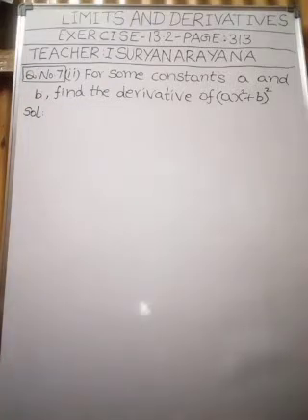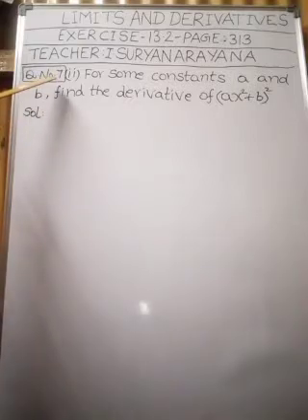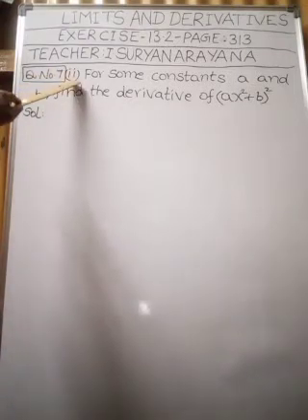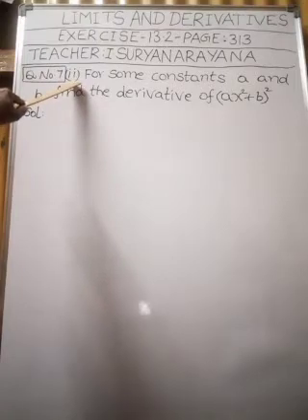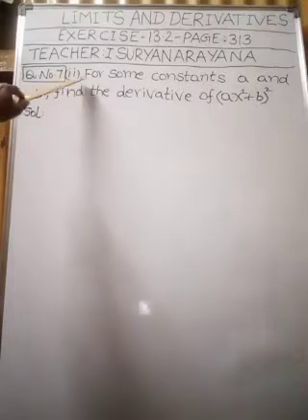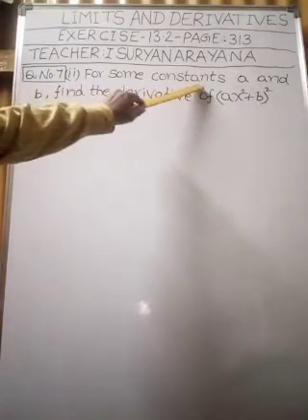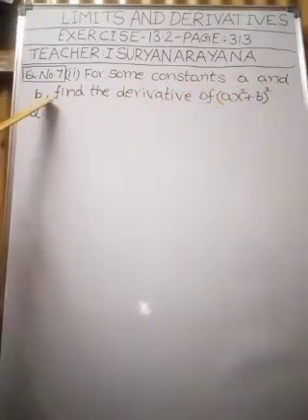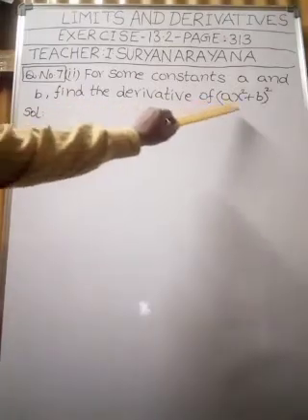I hope you have learnt well. I hope you understood well. Now come to question number 7, second part. We have already discussed the first part of this question number 7. Now the second part: for some constants a and b, find the derivative of (ax square plus b) whole square.